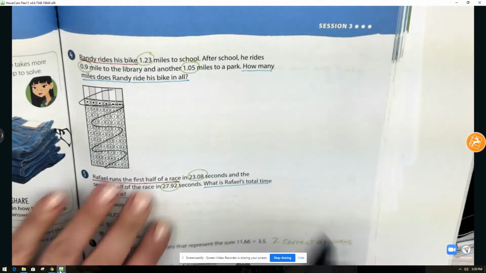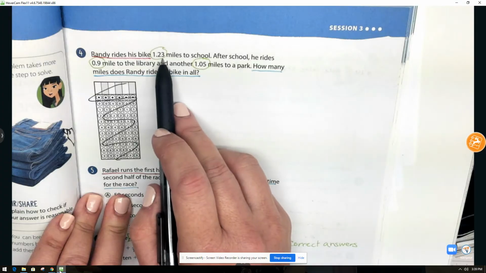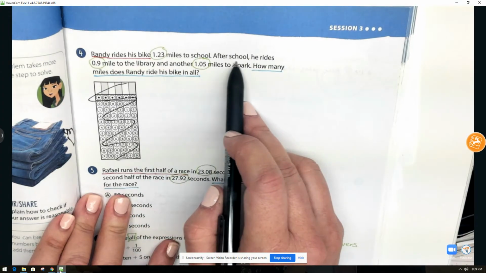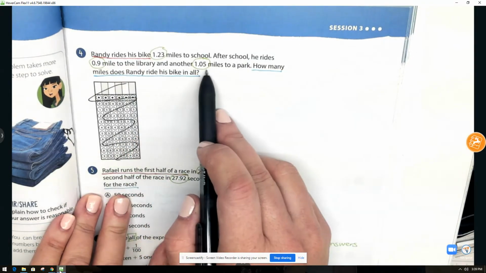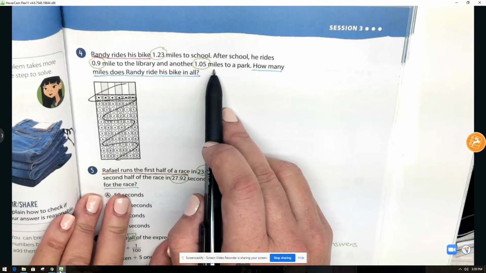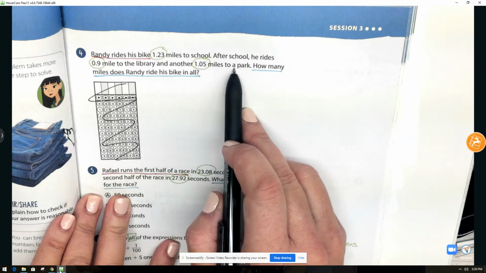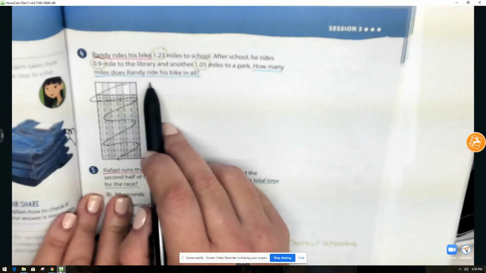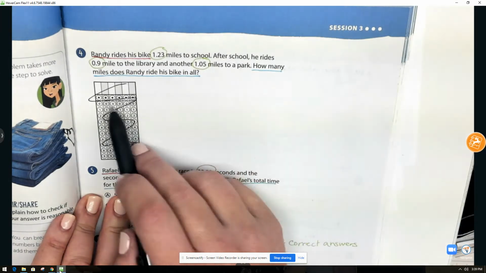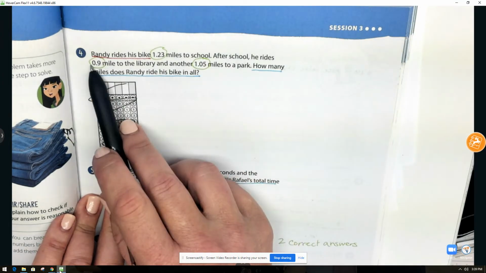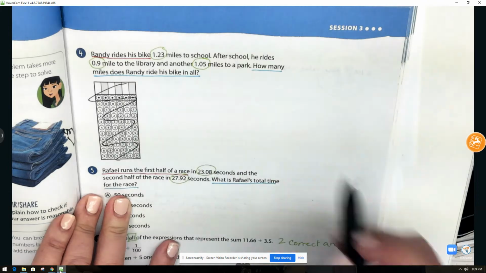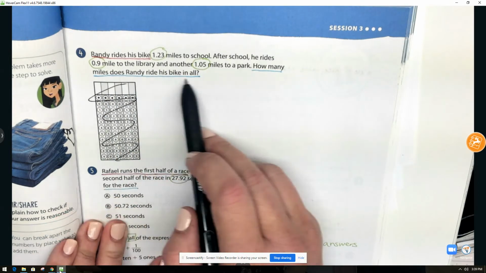For number 4, Randy rides his bike 1 and 23 hundredths miles to school. After school, he rides 9/10 of a mile to the library and another 1 mile and 5/10 of a mile to the park. How many miles does Randy ride his bike in all? Don't worry about filling out this number grid. You're going to add your 3 values together to tell me how many miles Randy bikes in all.